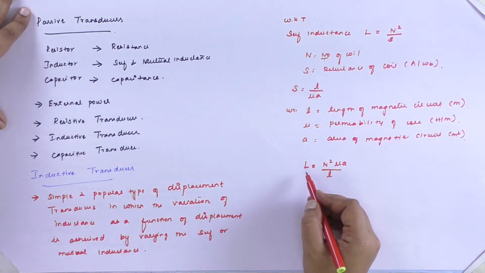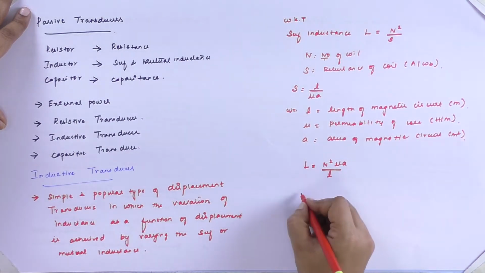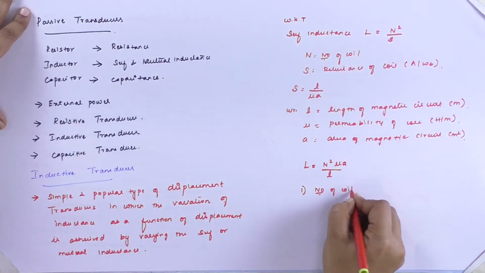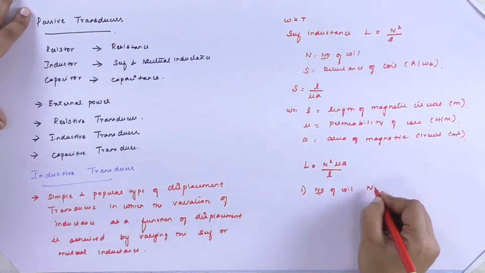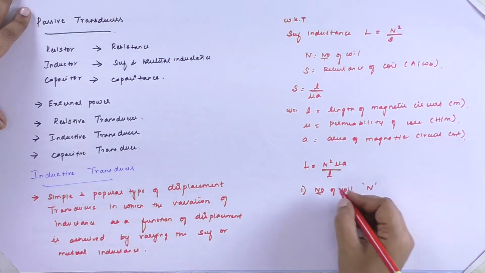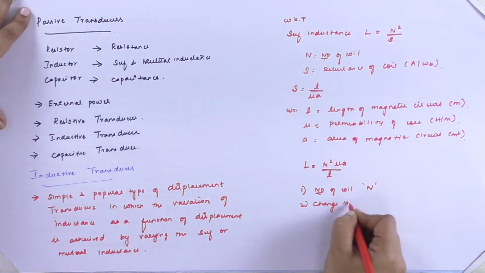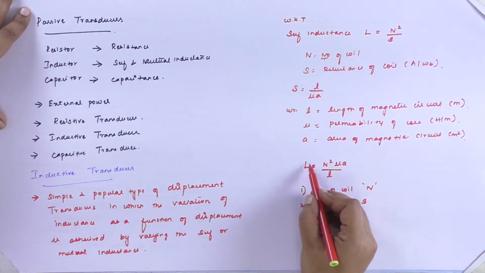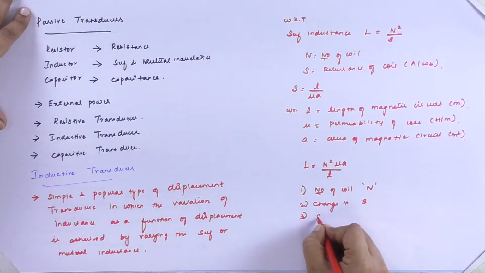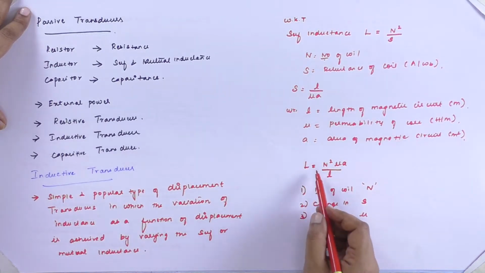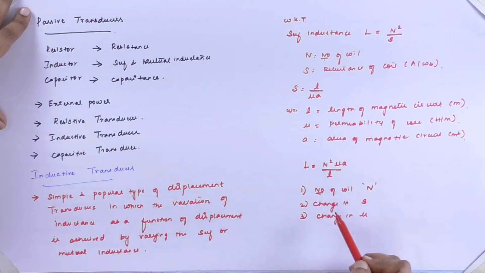So you can vary the self inductance by varying the number of coils. By changing the number of coils N, we can vary the value of self inductance. Next, change in reluctance S also changes the value of inductance L, and change in permeability also changes the value of L. So the self inductance can be varied by varying these components, that is number of coils, reluctance and the permeability of the medium.